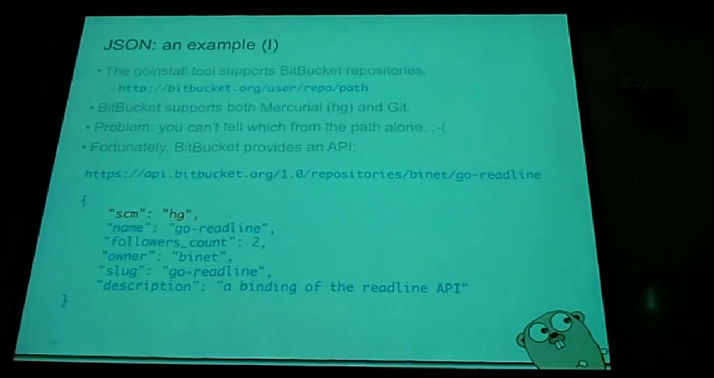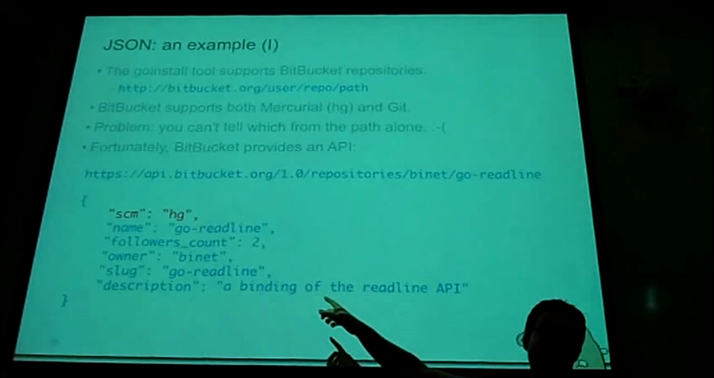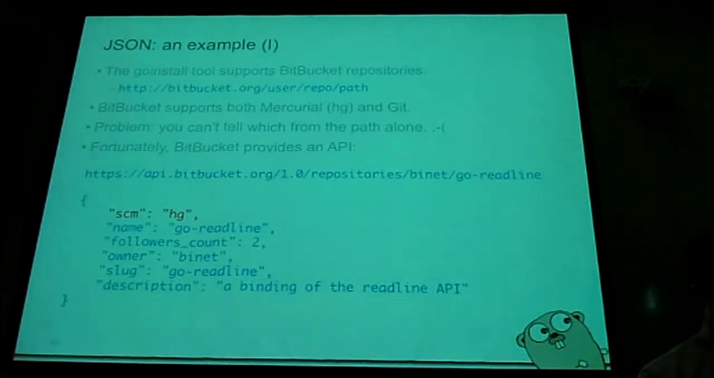And so to give you an example of using JSON in action, when working on Go install, we wanted to support Bitbucket specifically, but Bitbucket recently introduced Git support. Previously it was always Mercurial, and so a given Bitbucket path may or may not be Git. Fortunately, they have an API, and you hit this API, and it gives you info about the package, and it's got this SCM field that tells you which one it uses.